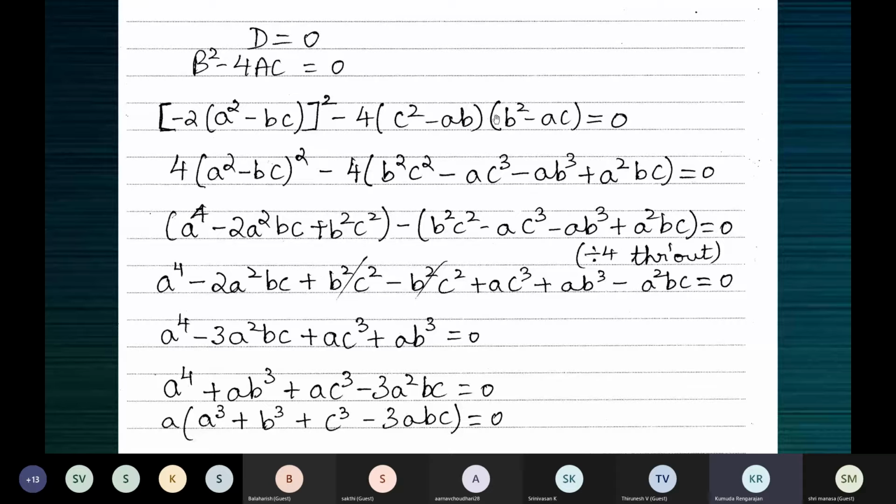Multiply these two brackets. 2 terms, 2 terms. So 4 terms here. You know how to multiply. C square into b square. C square into minus ac. Minus ab into b square. Minus ab into minus ac.